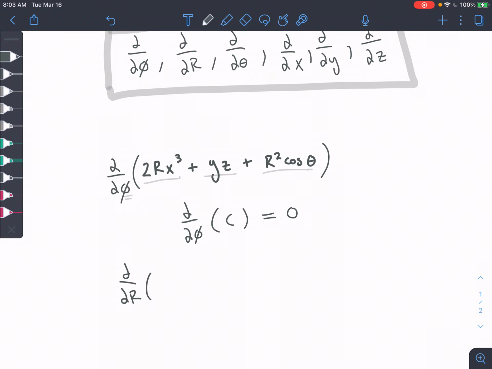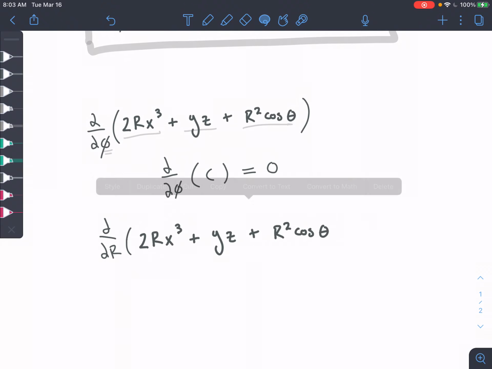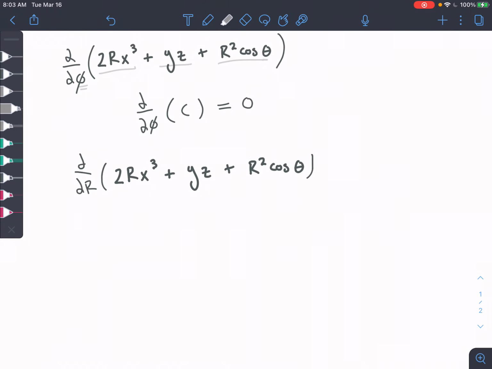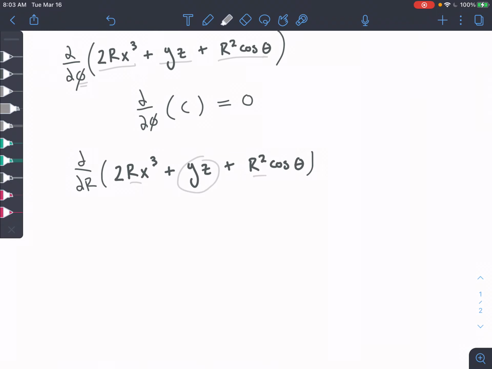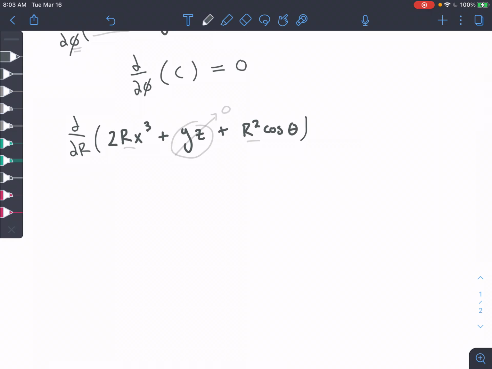Okay, d over dr. So what have we got here? Let's paste our expression in. Okay, so let's see where we have our r's here. So we have an r here, we have an r here. We don't have an r in this piece, so it's going to be just like the derivative of a constant. It's going to go to 0. These guys do have r's though, so let's work with those pieces.